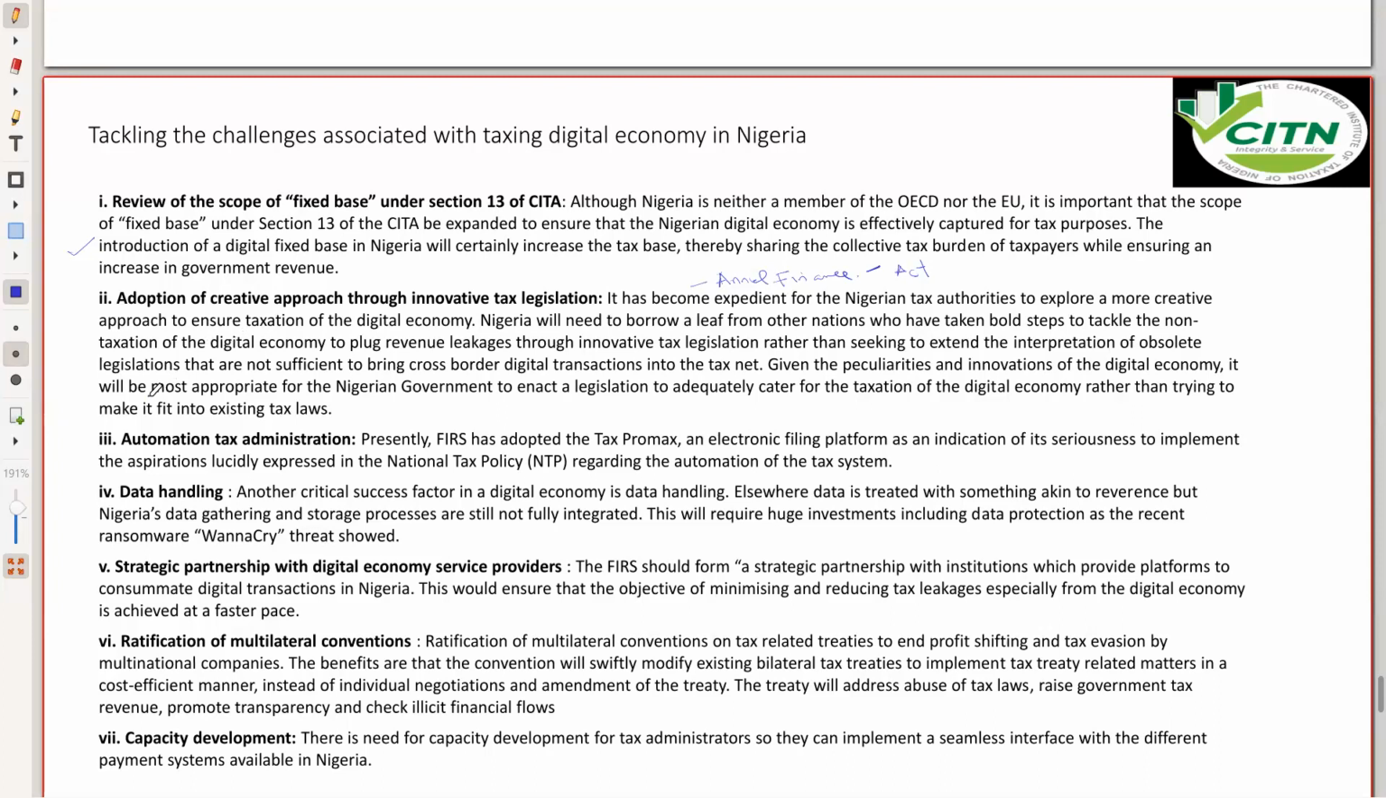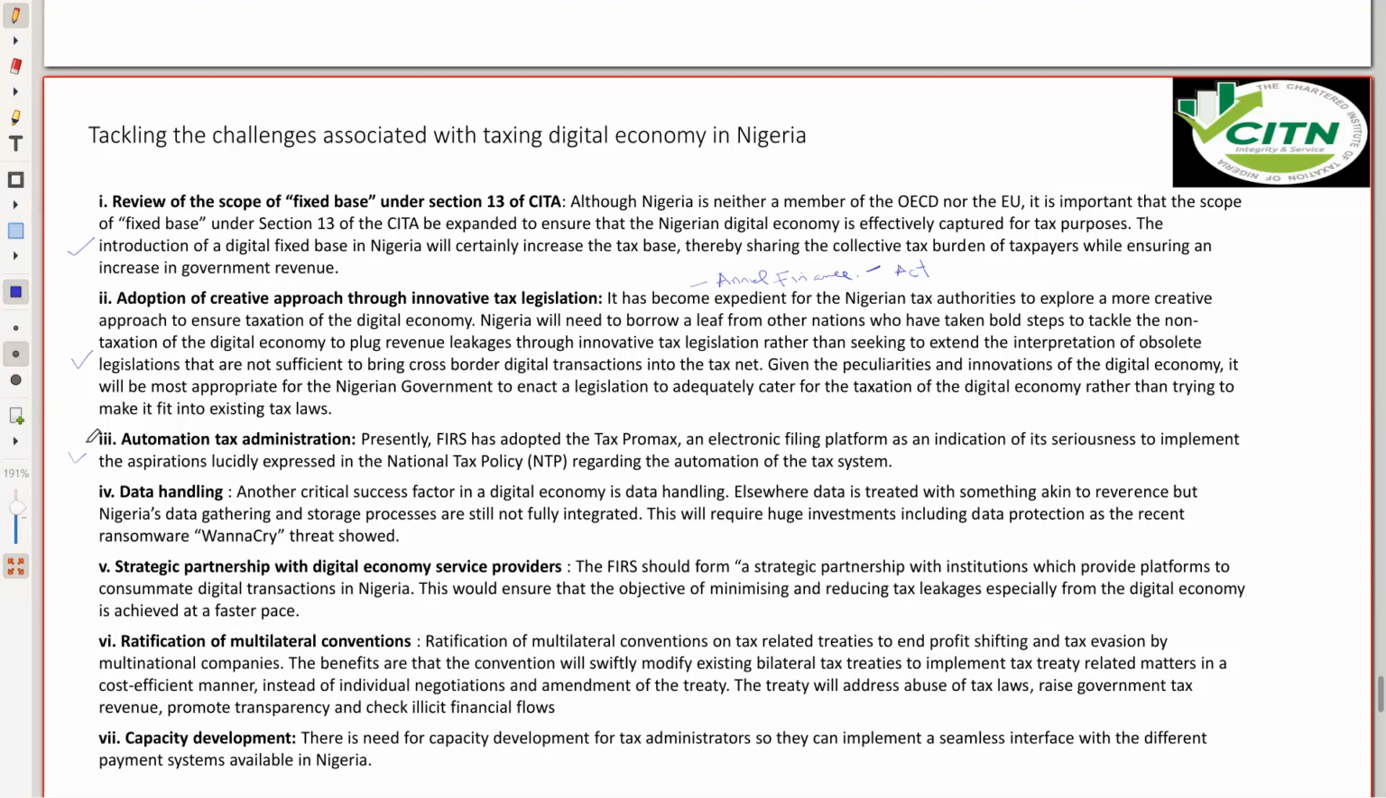We're also looking at, as a country, automating our tax administration. So there's a tax program that the FIRS has adopted, and this basically helps to automate some of these tax processes for foreign companies. So they could self-file without going through a lot of stress and the bureaucracy of having to speak to someone and things like that.